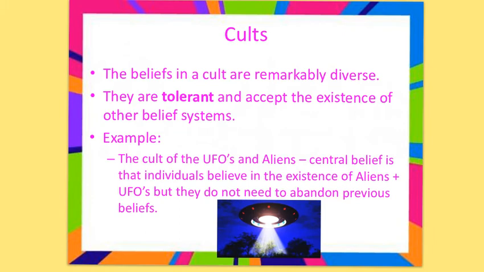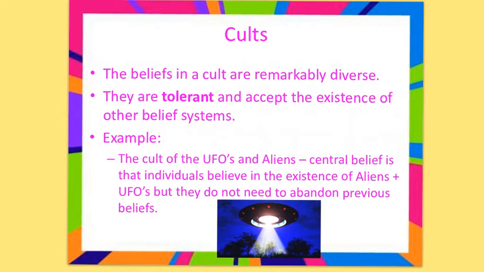Now, the beliefs in a cult can be remarkably diverse, so they may have a range of ideologies which are dominant within members' thinking. They are tolerant and accept the existence of other belief systems. So very different to a sect, because they recognise that there are other beliefs out there and they can acknowledge them as well. The example of this is the UFOs and aliens cult, whose central belief is that individuals believe in the existence of aliens and UFOs, but they do not need to abandon previous belief systems in order to become members of this cult.